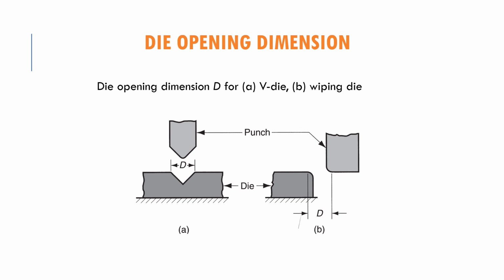And the D value is given by the die opening dimension. For the V die, it is calculated by this area. This is the dimension for D. For the wiping die for edge bending, it is from this point here to this area here. This is the D value.